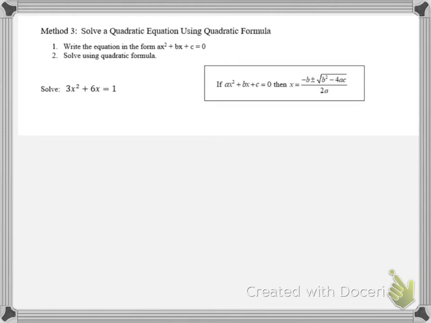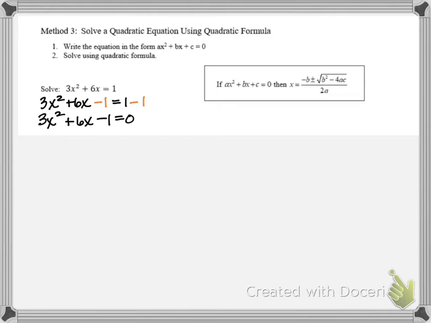So the first thing we need to do is write the equation in the form ax squared plus bx plus c equals 0. So for my equation, I need the constant to be on the left side to create a trinomial set equal to 0. So what I'm going to do is subtract 1 from both sides of my equation, which leaves me with 3x squared plus 6x minus 1 equals 0.